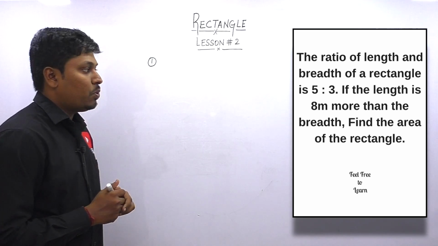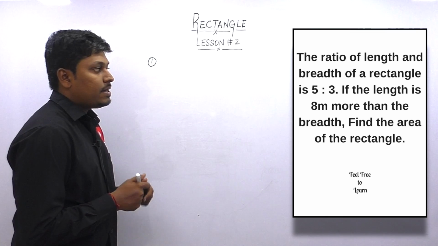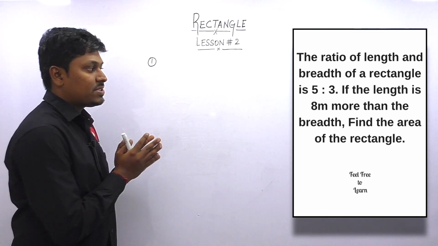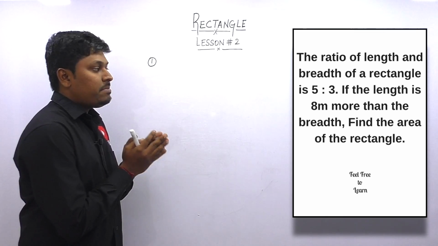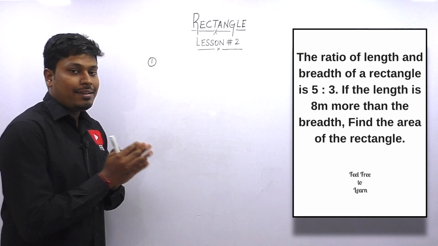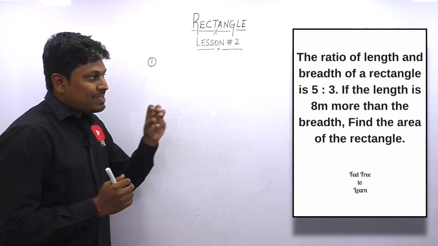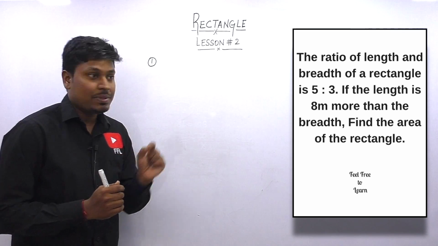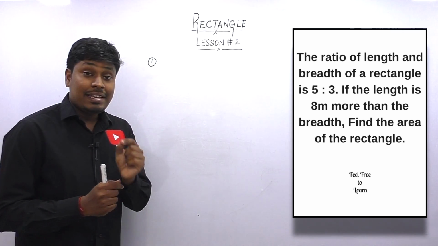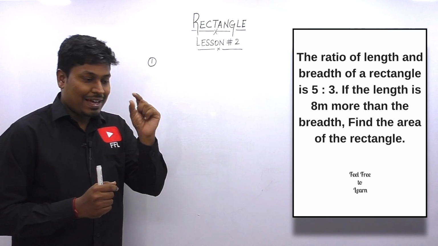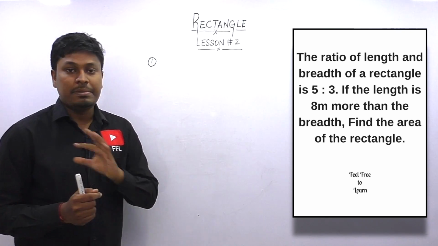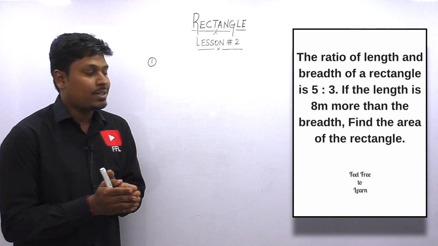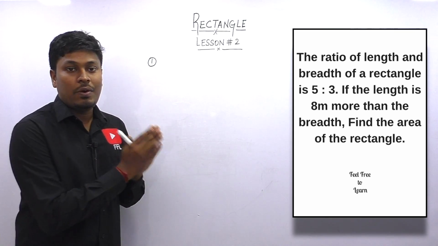So question number 1. The ratio of length and breadth of a rectangle is 5:3. If the length is 8 meter more than the breadth, find the area of the rectangle. So friends, listen here. First, the values are given in ratio, where length and breadth is given in the ratio 5:3. And they have given another important note, that the length is 8 meter more than the breadth. So by using this data, our target is to find the area of the rectangle.